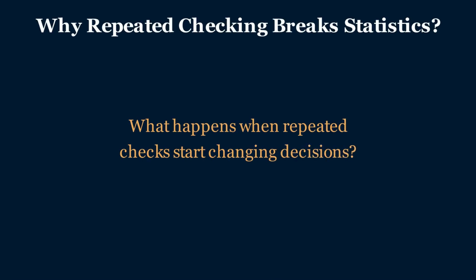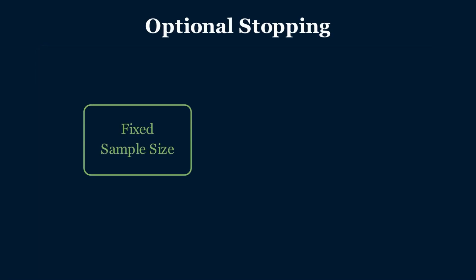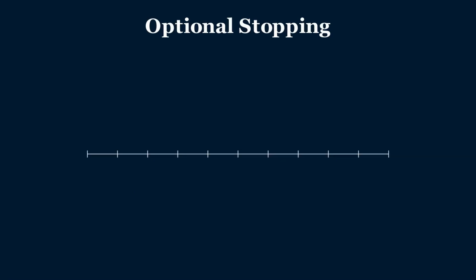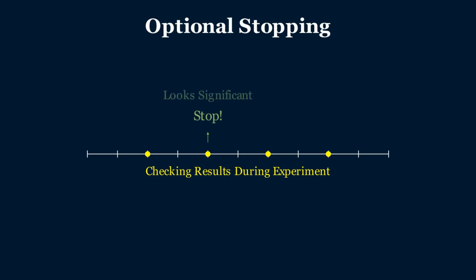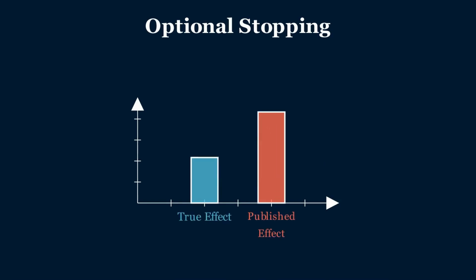Repeated checking becomes especially dangerous when it starts influencing our decisions. And that brings us to optional stopping. Stopping an experiment early simply because data looks favorable is called optional stopping. Instead of deciding sample size before collecting data, the stopping point depends on results themselves. And this creates bias. Successful looking experiments end early. Unsuccessful experiments continue. Over time, this tends to exaggerate observed effect sizes.